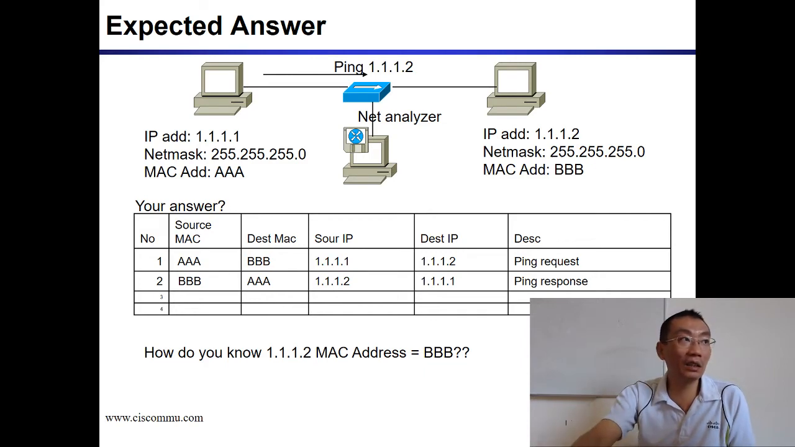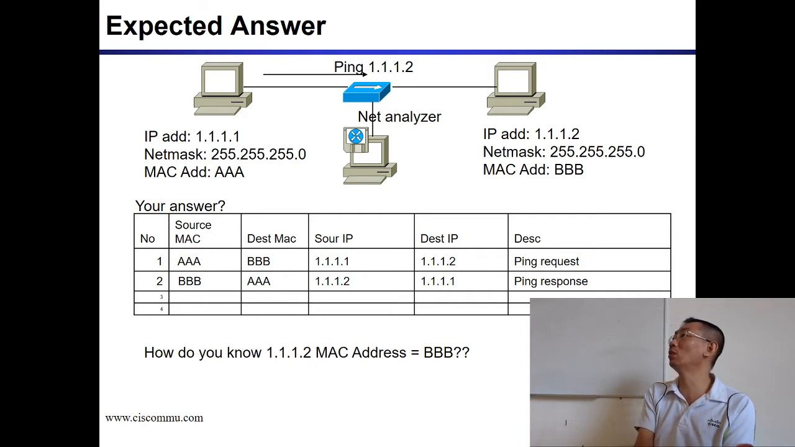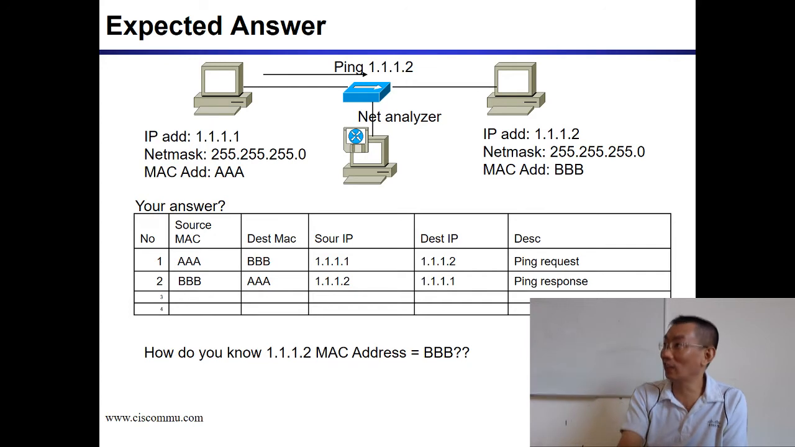Let's say this PC is Ali, and this is Achong. You tell Ali, Achong, what's your IP address? 1.1.1.2. Then Ali will key in ping 1.1.1.2. Did Ali key in the MAC address? Then without the MAC address, how is he going to ping? So there's something missing, correct?